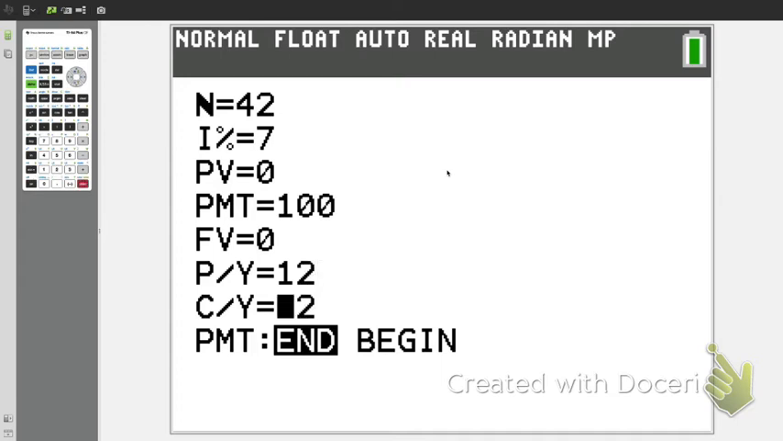Any issues with our setup? The payment is at negative 100. So this one, you're putting money in at the beginning. That would be negative, but you're taking money out. So that's positive. So the payment is positive.